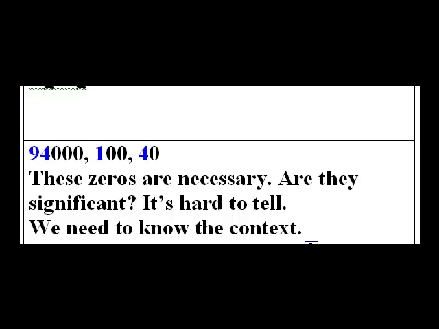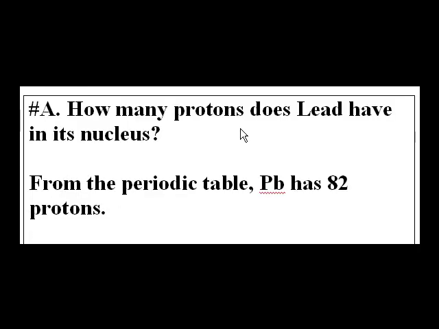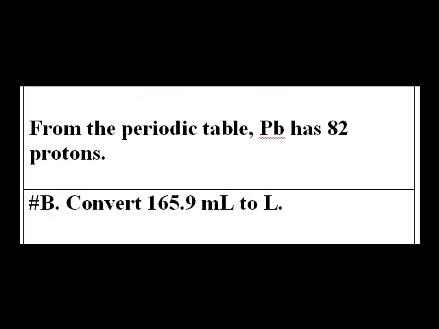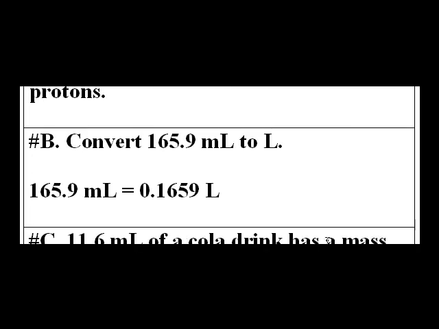Okay, let's look at the first example. How many protons does lead have in its nucleus? From a periodic table we find that lead has 82 protons. That's clear-cut. There aren't any zeros involved in any case. The second example I got from conversion: 165.9 milliliters to liters. Notice there are 4 significant figures. So whatever I convert here has to have 4 significant figures. In fact, it does. 0.1659 liters. The leading zero here is not significant. I could even leave it out and write it like that, but I said I like to write it there so as to not overlook that decimal point there.